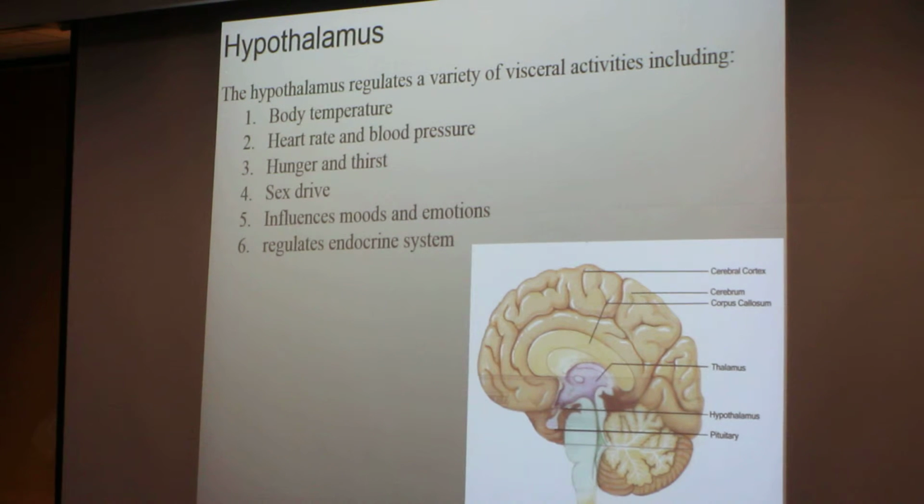Hypothalamus regulates a variety of visceral activities, including body temperature, heart rate, and blood pressure, hunger and thirst, sex drive, influences moods and emotions, and regulates the endocrine system.